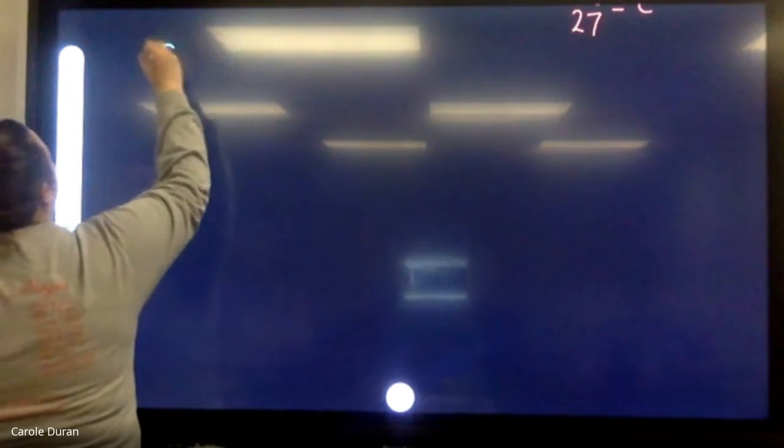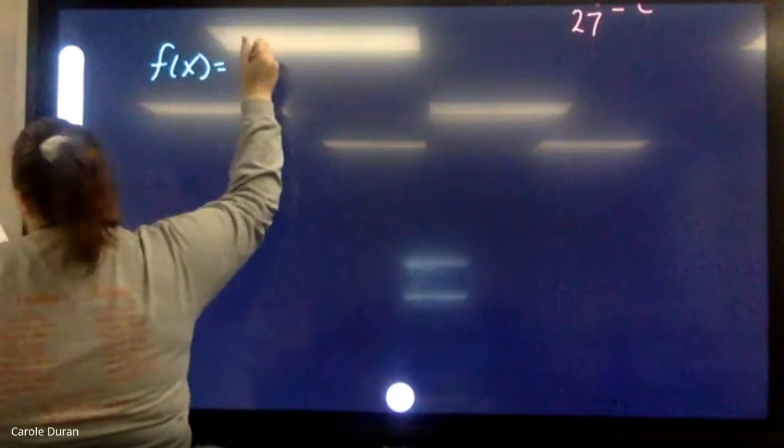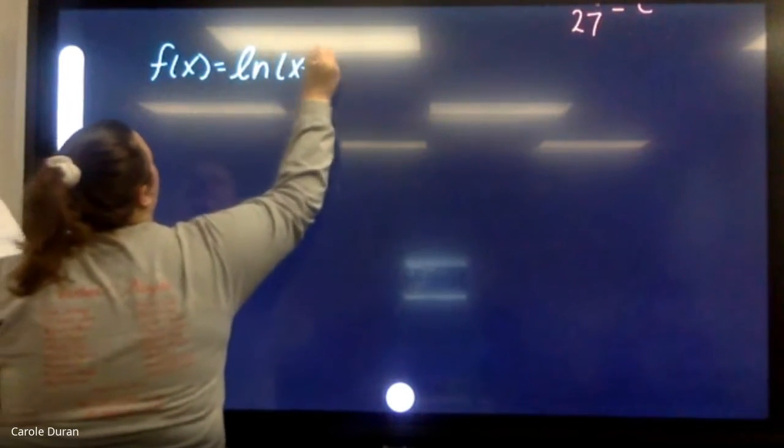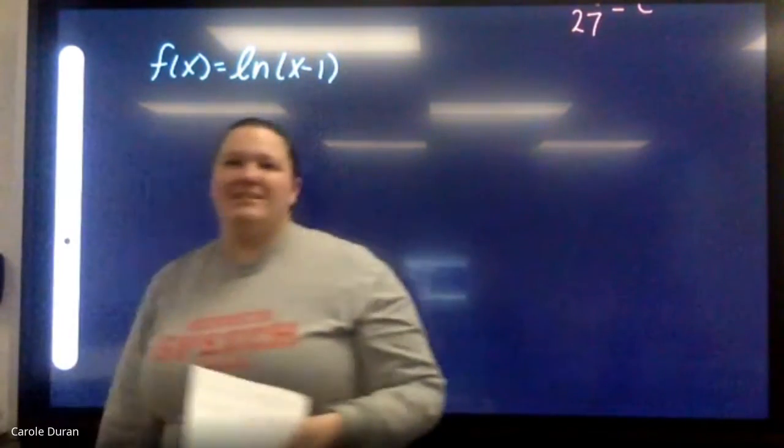Jeez. Okay, so the next one I'd like to do is the function that is natural log of x minus 1. This is b.